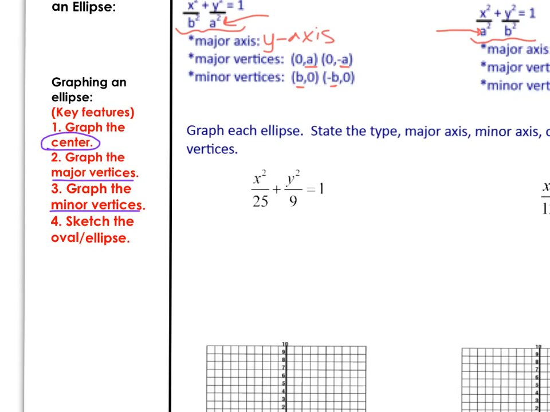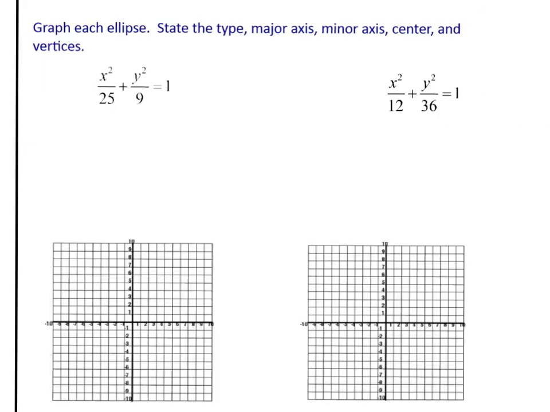All right, let's try a couple of examples on the right. In the directions, it says graph each ellipse, state the type, the major axis, minor axis, center, and vertices. So what we'll do is we'll state the type. We don't have to state each type of axis, but we'll state the center and those vertices. Those are also known as our key features.